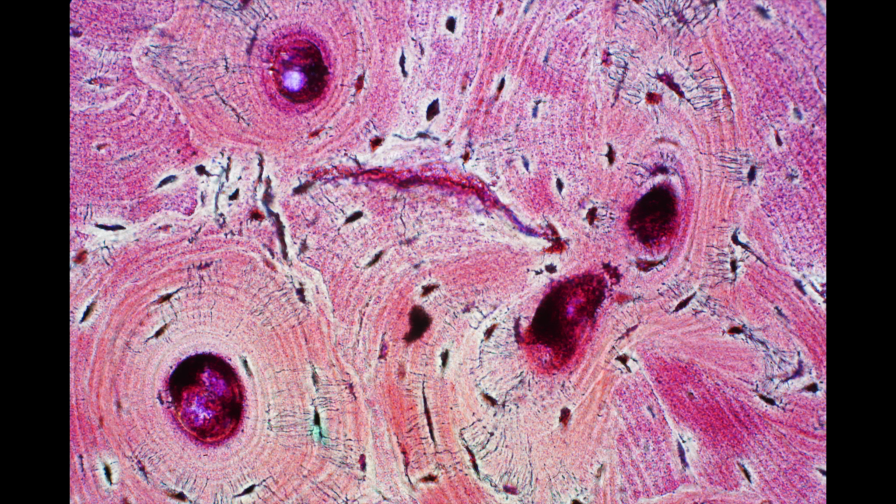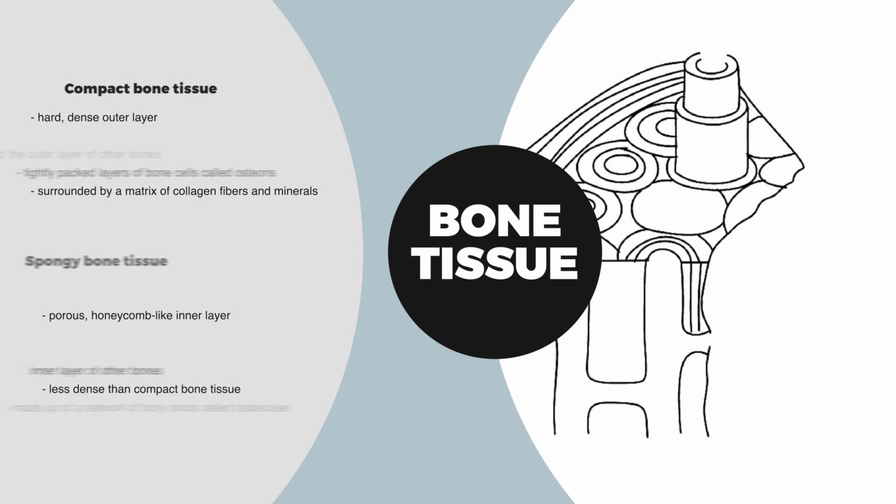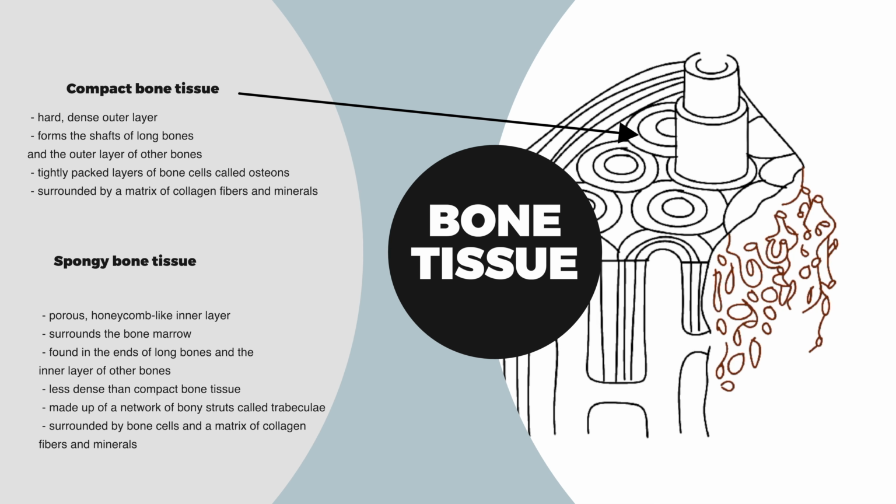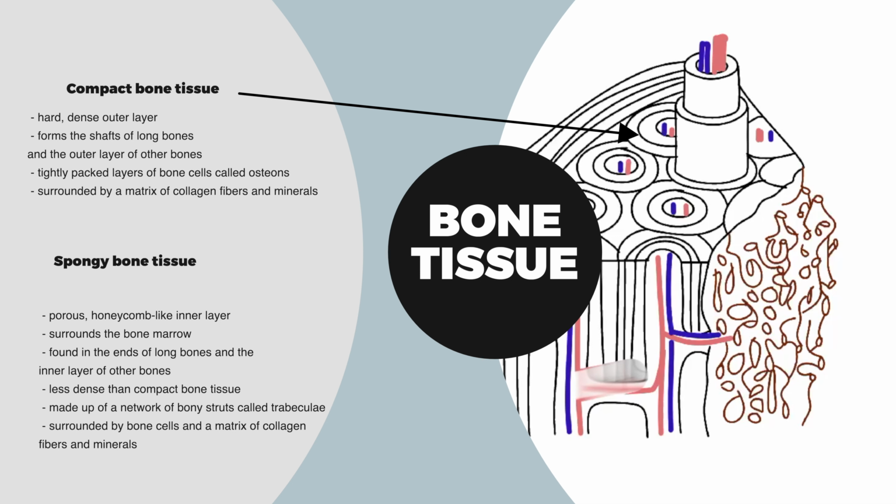There are 2 main types of bone tissue in the human body. Compact bone tissue. This is the hard, dense outer layer of bone tissue that forms the shafts of long bones and the outer layer of other bones. Compact bone tissue is made up of tightly packed layers of bone cells called osteons or Haversian systems, which are surrounded by a matrix of collagen fibers and minerals, such as calcium and phosphate.